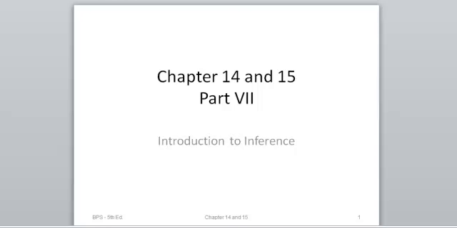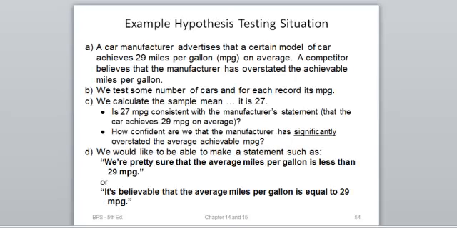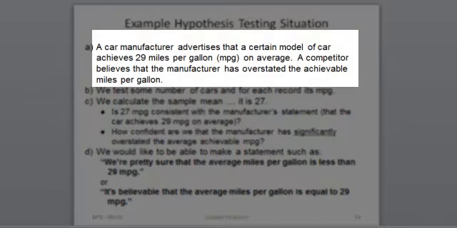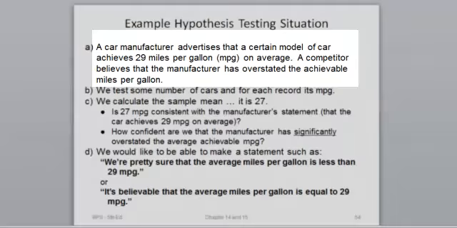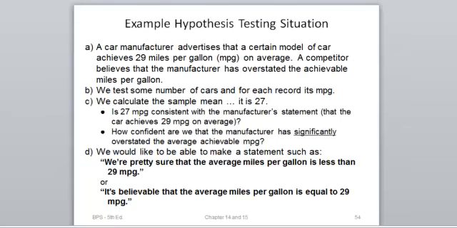Welcome back to Part 7 of Introduction to Inference, where we're going to be dealing with hypothesis testing. So we're going to look at an example for a hypothesis testing situation. A car manufacturer advertises that a certain model of car achieves 29 miles per gallon on average. Now, a competitor believes that that manufacturer has overstated the achievable miles per gallon. So in other words, they think that it gets less than 29 miles per gallon.